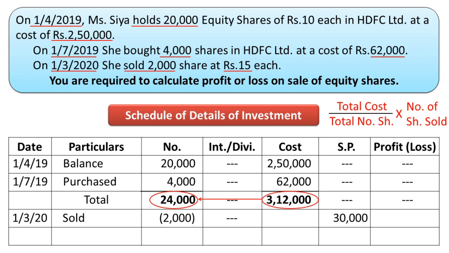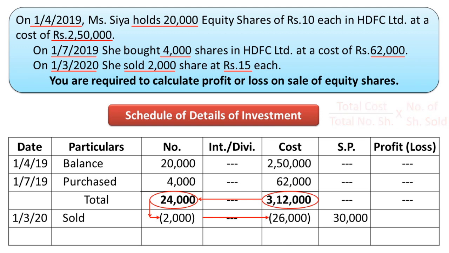3,12,000 divided by 24,000 multiplied by number of shares sold, so multiplied by 2,000. So the answer is 26,000. So the cost of investment sold, the cost of shares sold, is rupees 26,000. Now in the selling price we have 30,000. In the cost column we have 26,000. It means selling price is more, cost is less. It means we have earned a profit of rupees 4,000.